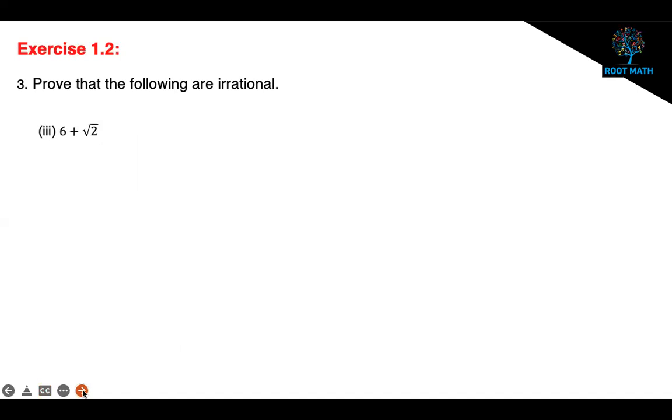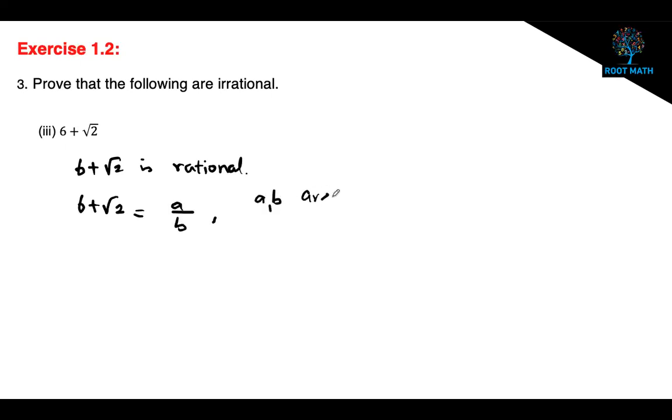6 plus 2 root 2 is irrational, again. We know that we are using the contradiction method. Assume that 6 plus root 2 is rational. So 6 plus root 2 can be written in the form of a by b, where a, b are integers, co-primes, and b not equal to 0. So 6 plus root 2 is equal to a by b.